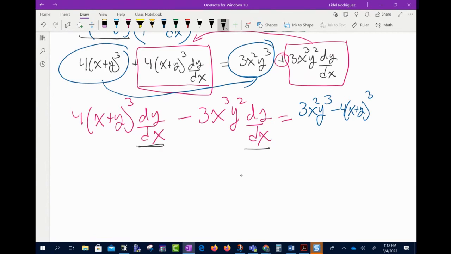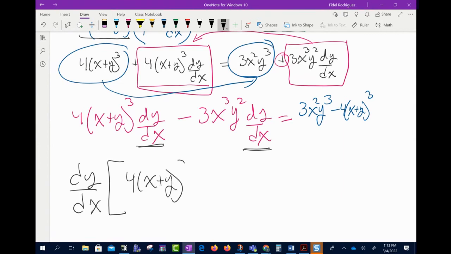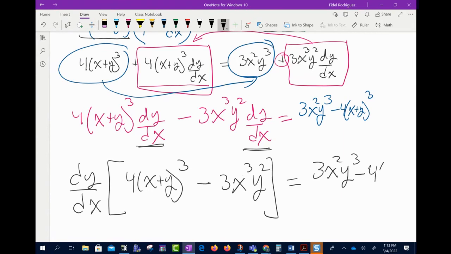So that's what I'm trying to do. So look, guys, I'm going to factor out this dy dx. I'm going to put them over here in the front. When I factor that out, I still have a 4x plus y to the third minus a 3x to the third y squared equals 3x squared y to the third minus 4x plus y all raised to the third.